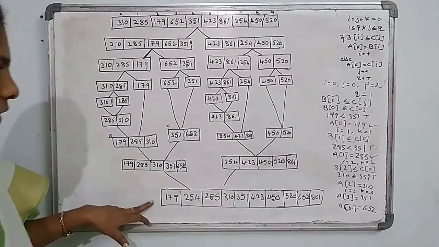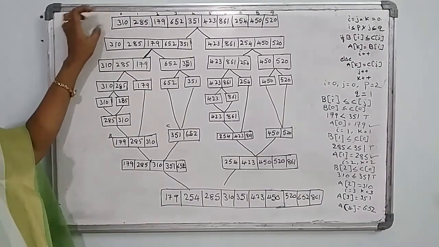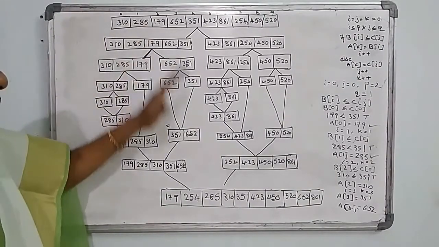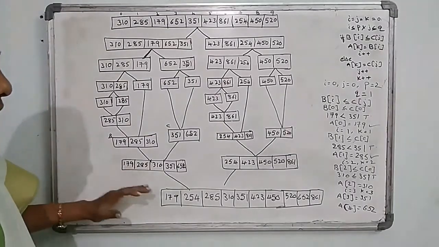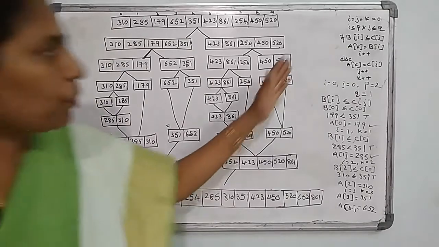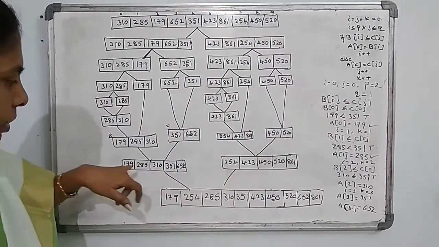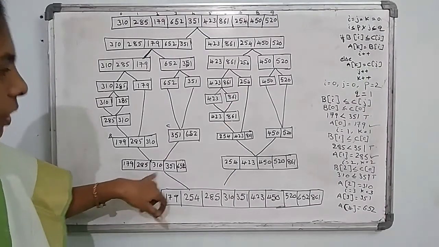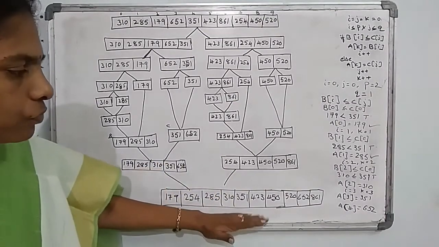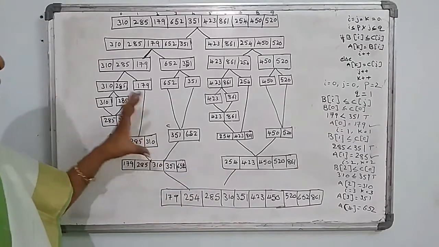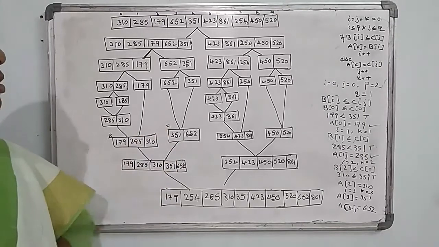So these are the sorted elements. This is the final sorted elements of the given problem. This is an example of how to do the process of merge sort. You can apply the same process for the two subarrays. This is subarray B and this is subarray C, and when you combine the two subarrays, it will give these elements. So this is a sample example of merge sort.